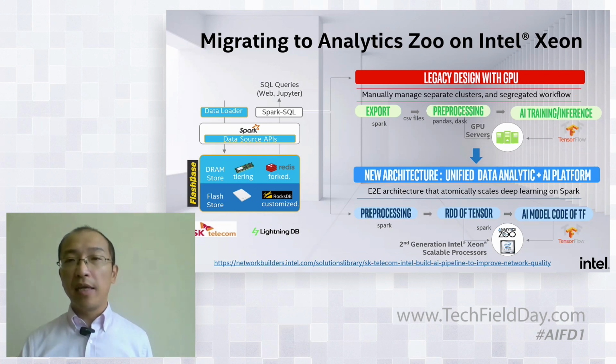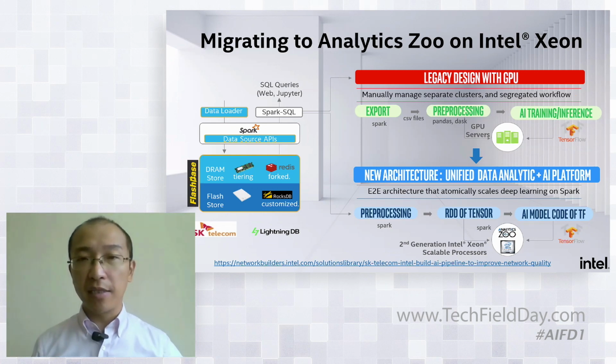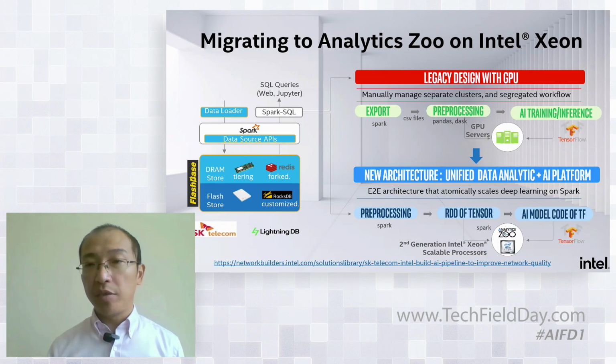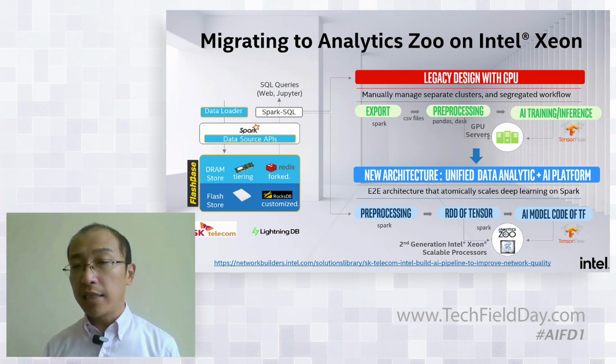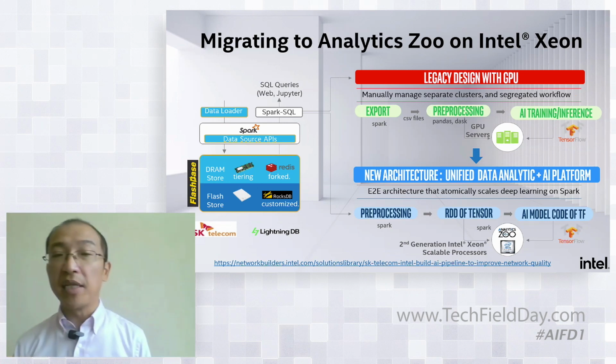So they start with, I would say, a legacy design. It's kind of conventional. You export your data from your Spark cluster into CSV files, ship it to a GPU server, process the data in pandas or Dask, and then do AI training or inference using TensorFlow on the GPU server.